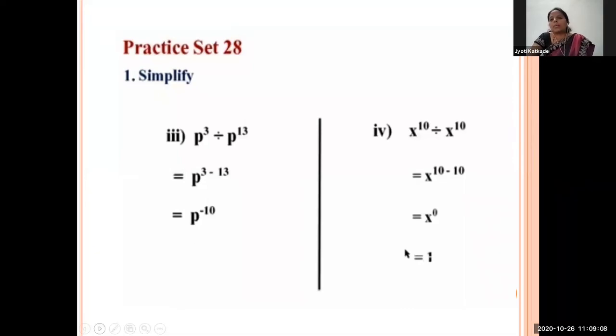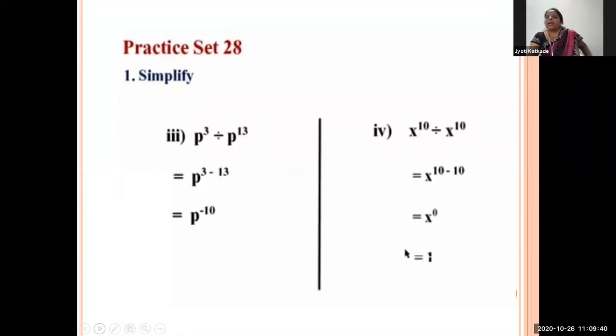In the fourth example, x raised to 10 divided by x raised to 10. Now, here the base is also the same. Which is the base here? X. X is the base. And which is the power? That is 10. Okay, the power is also the same. So, when the base is the same, then take subtraction of power, that is x raised to 10 minus 10.